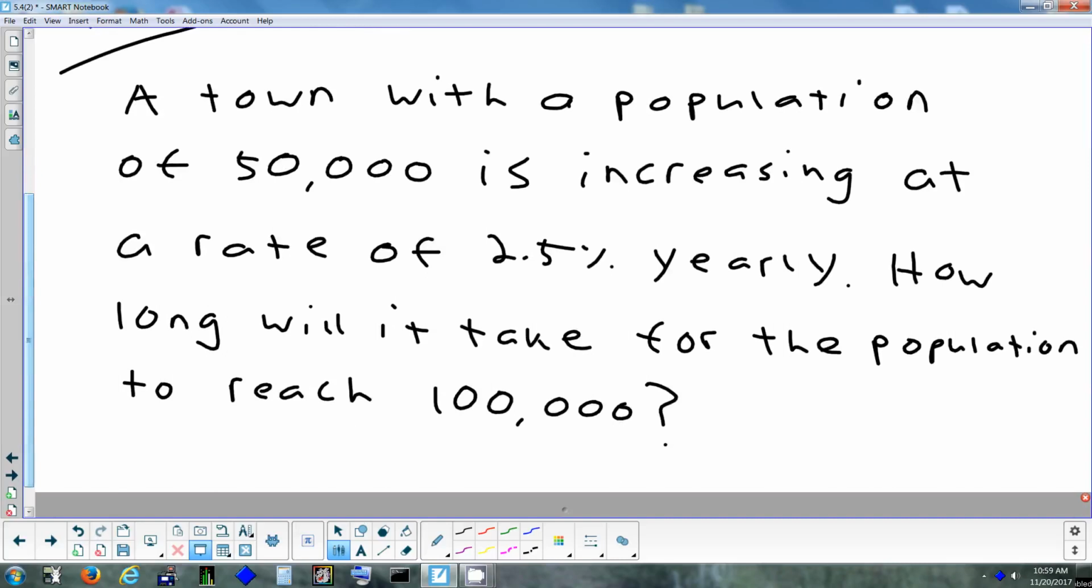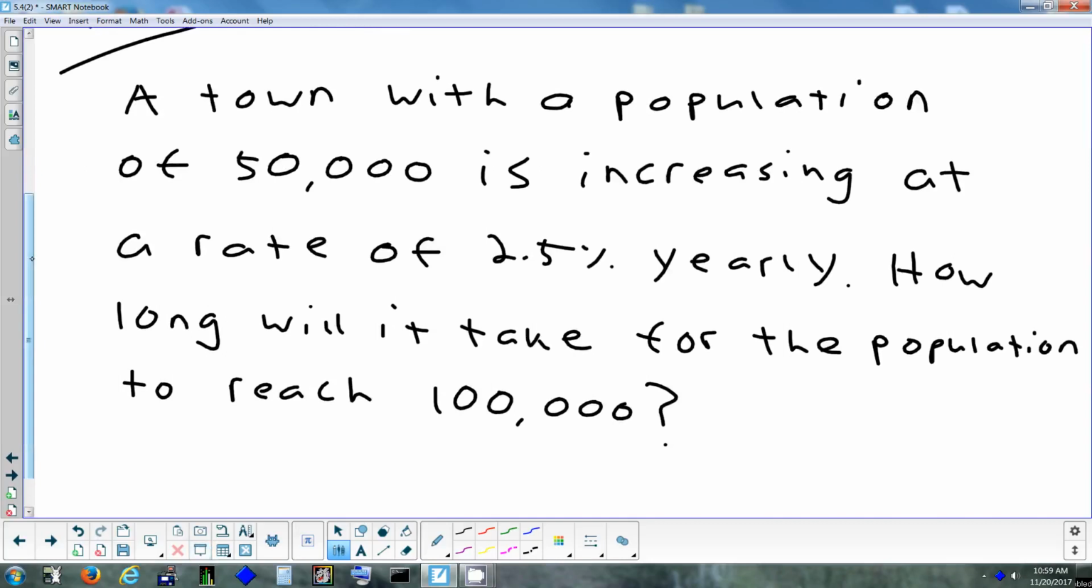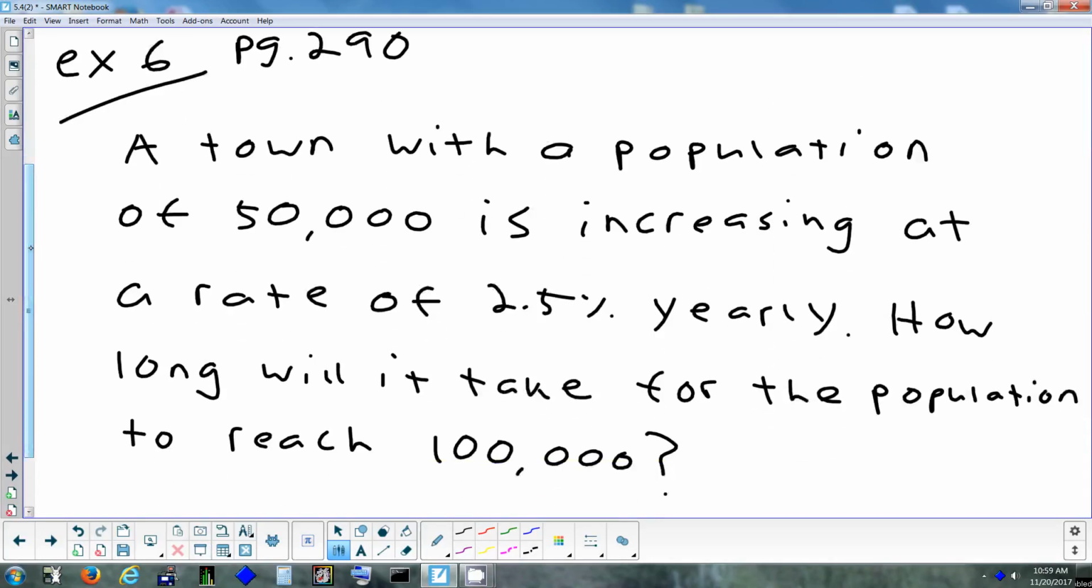Yeah, Nick? Create an equation. Yeah, I got to create an equation, specifically one for exponential growth, because we have something increasing. Whenever something increases by the same percentage every day, every month, every year, that's exponential growth.